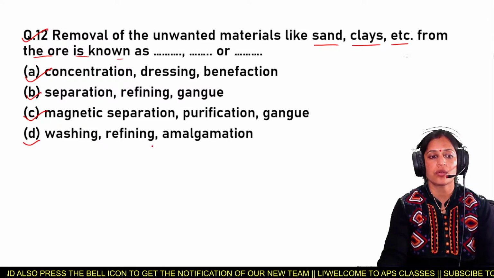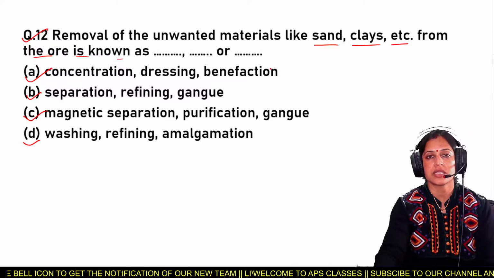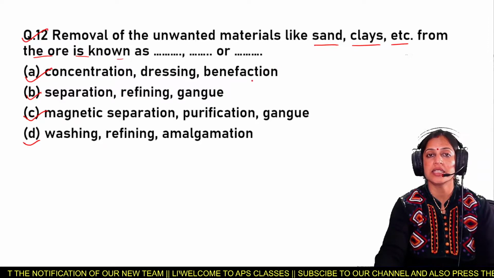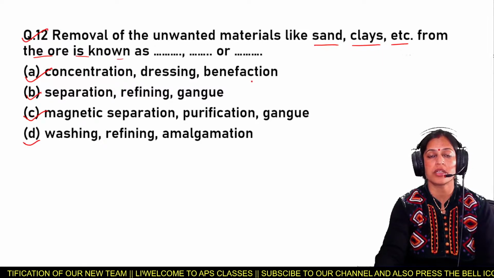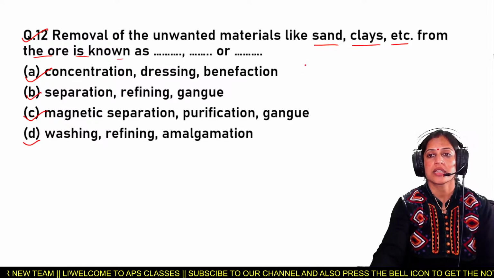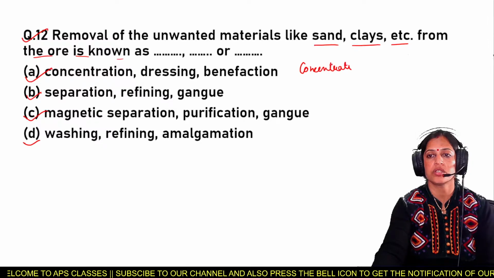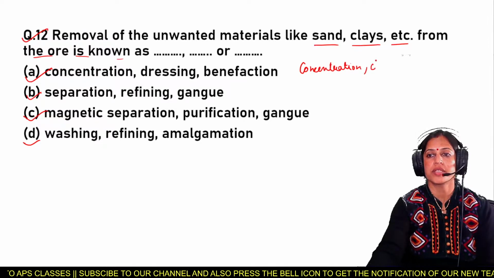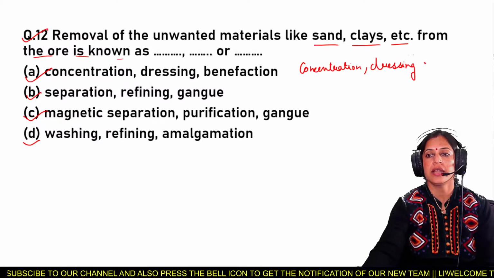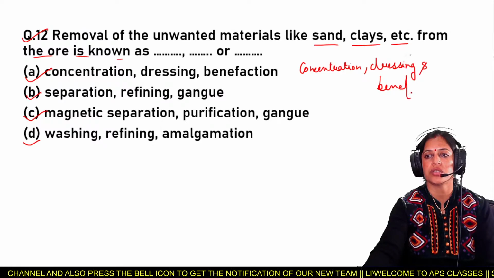So here there are 4 options for question number 12. That is removal of the unwanted materials. If we want to remove unwanted material, that is sand and clays, that removal of unwanted materials from the ore is known as concentration. Dressing. After concentration, the second step is dressing, and after the dressing the main important step is the beneficiation.